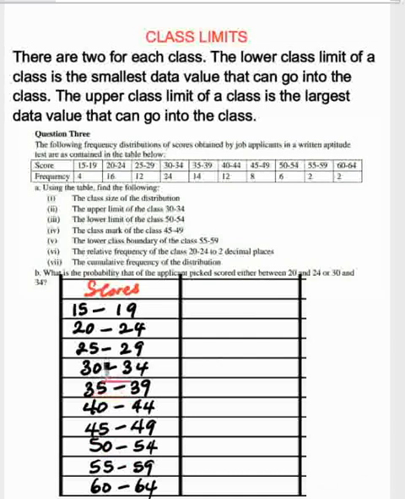The lower class limit of this very class is 35, and the upper class limit is 39, and so on. Like the last class we have here, the lower class limit is 60, while the upper class limit is 64. That is how to determine the upper class and lower class limits of any particular class given.